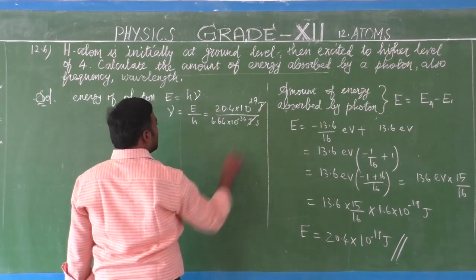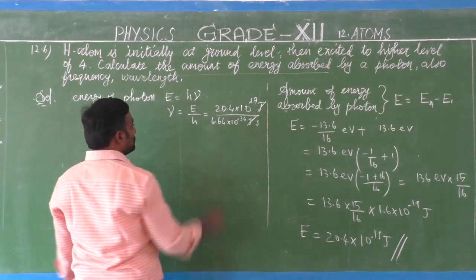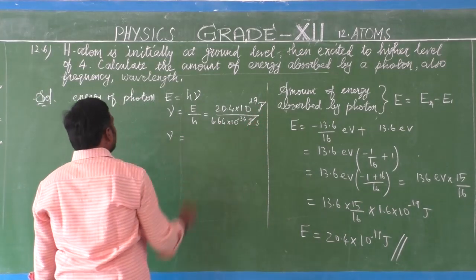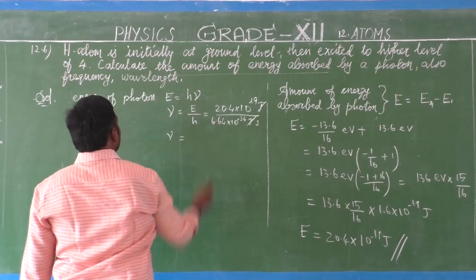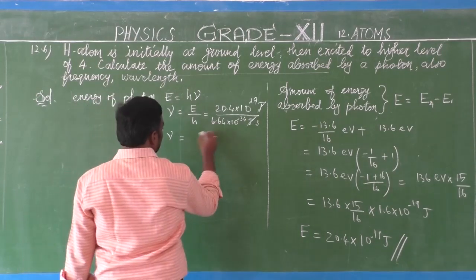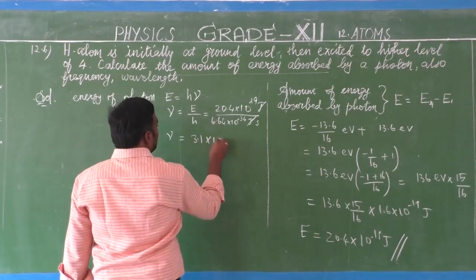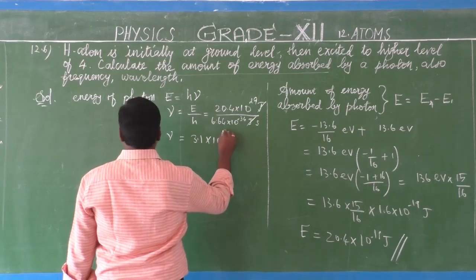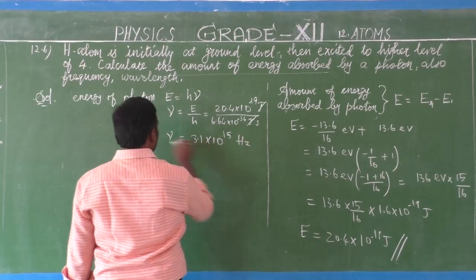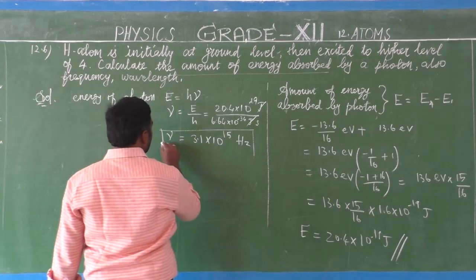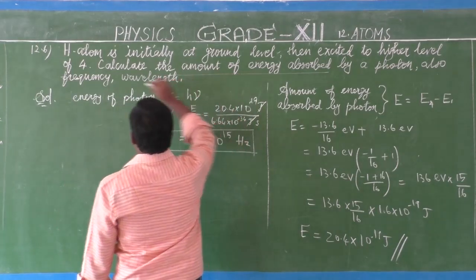So joule cancels, and 1 by second is the unit of h. After simplification, finally we got the frequency value. The frequency value is 3.1 into 10 to the power 15 hertz. So this is the frequency in that case. So we got the frequency.